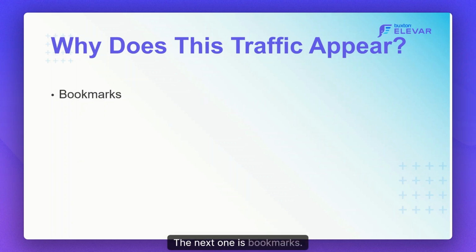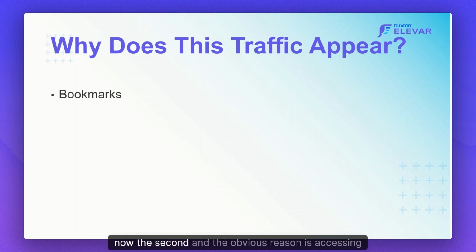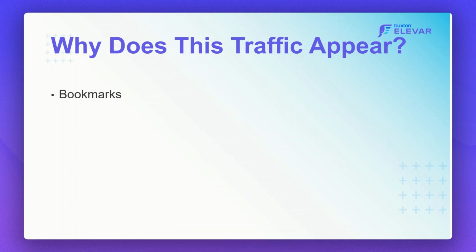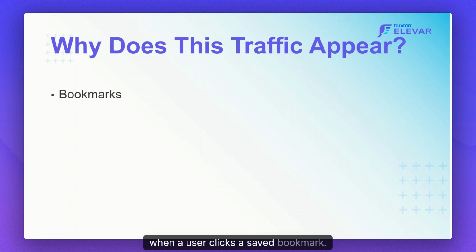The next one is bookmarks. Similar to the previous scenario, the second obvious reason is accessing site links via bookmarks. Bookmarks bypass referrer information. When a user clicks a saved bookmark, GA4 can't see where they came from, so it logs the visit as direct none.